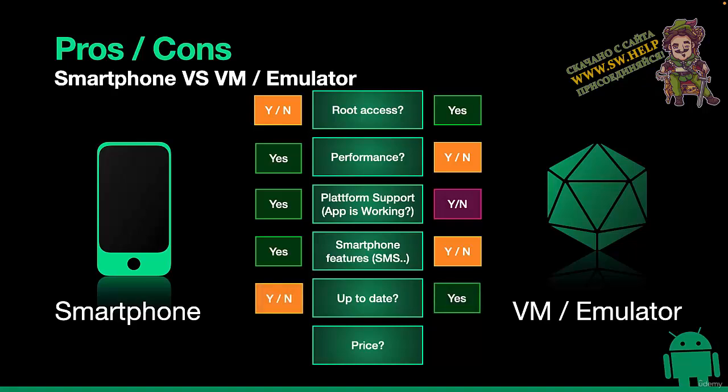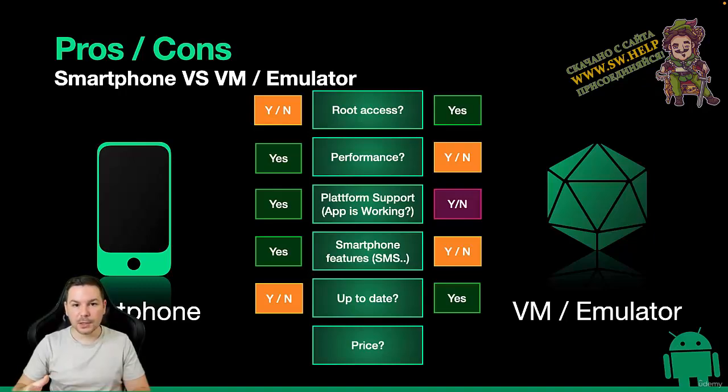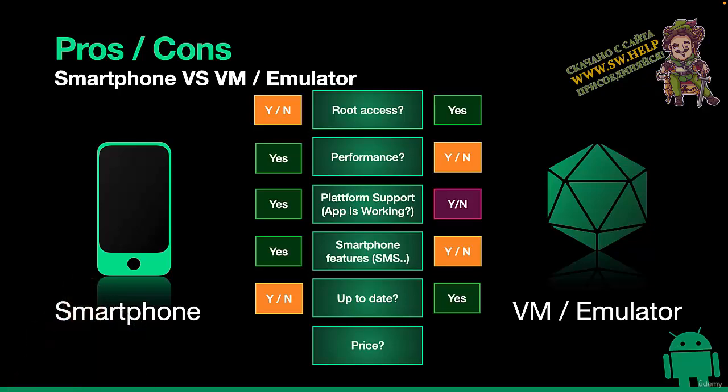All right. Up to date? Smartphone, it depends. If you're using a newer device right now, you should be fine for the next 4 years. Absolutely no problem. Within the emulator, you can choose between different devices and then you can pick the one which has the most up-to-date versions. So that's definitely a pro regarding the emulator. Price? A real smartphone is way more expensive than an emulator or virtual machine, which are free. So this point goes to the virtual machine or emulator.